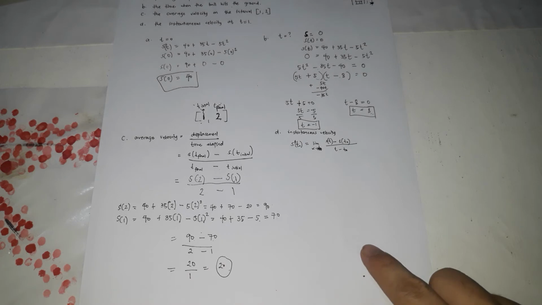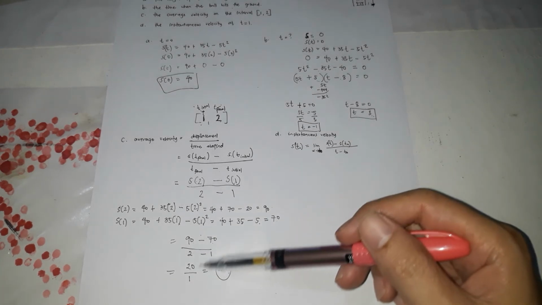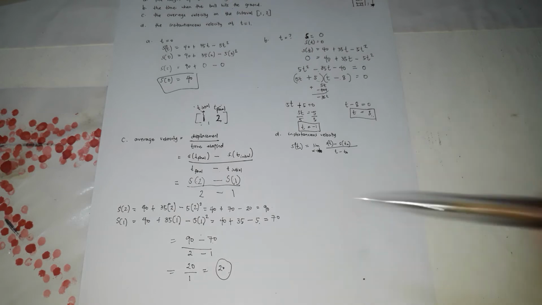Next. Sorry if you did not see that, but 90 minus 70 is equal to 20, and 2 minus 1 is 1, which is equal to 20.